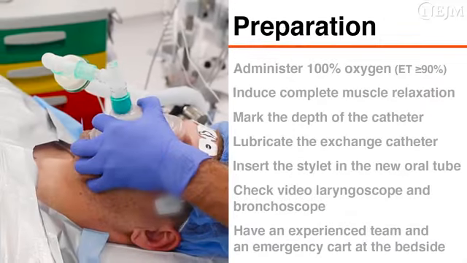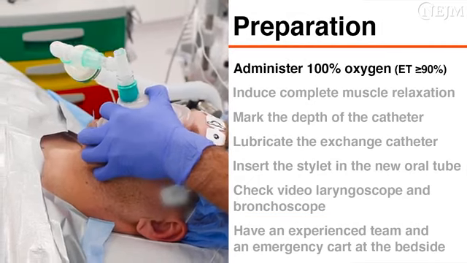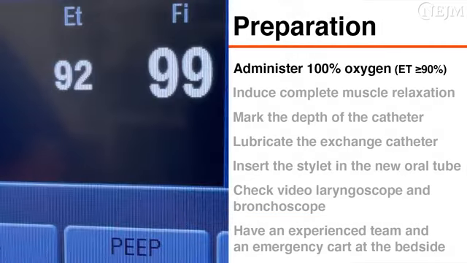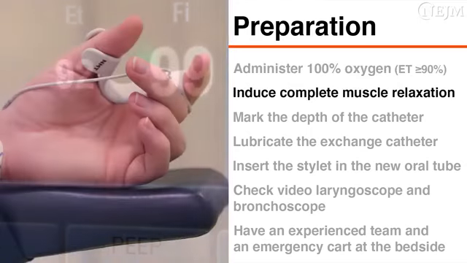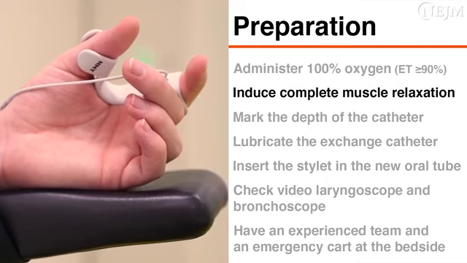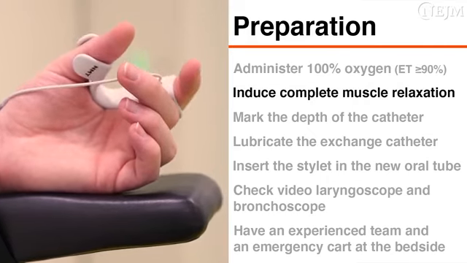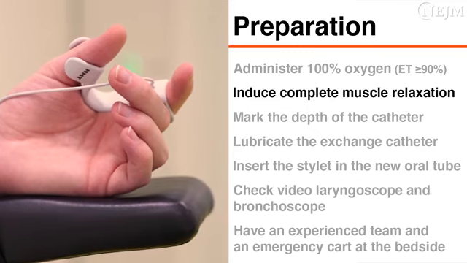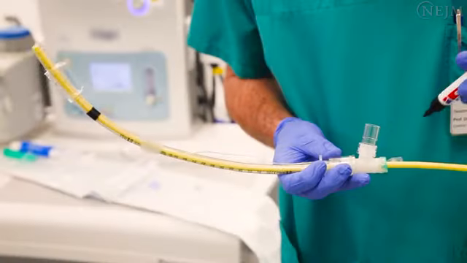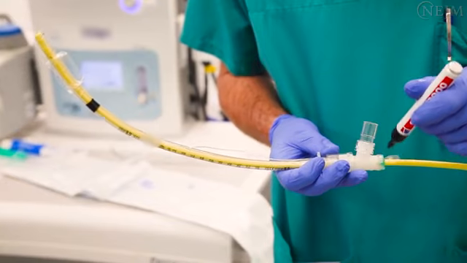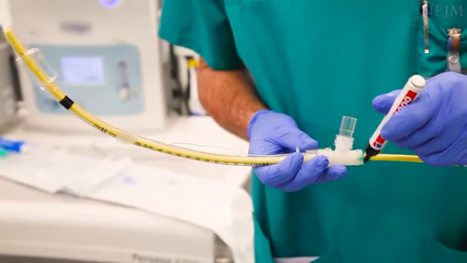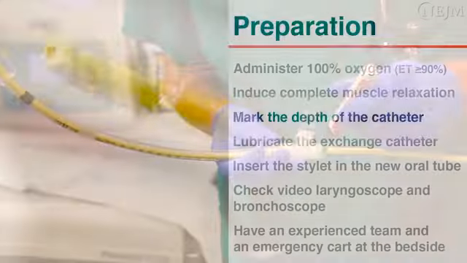To prepare the patient for the procedure, administer 100% oxygen until the end tidal oxygen level is 90% or higher. Induce complete muscle relaxation with the use of medication prescribed in accordance with guidelines at your institution. Mark the depth of the airway exchange catheter by measuring the length of the tube and the adapter. The tip should not extend beyond the end of the tube.